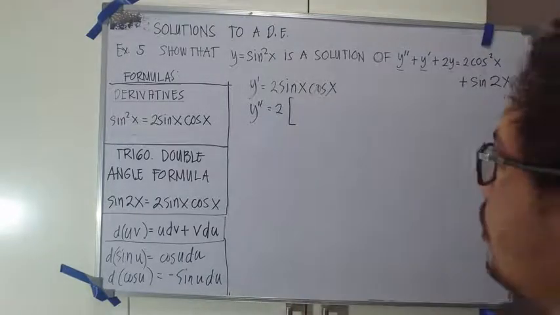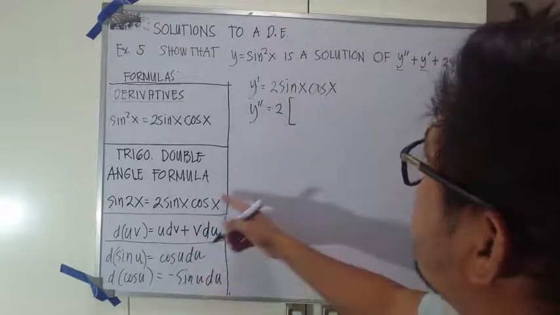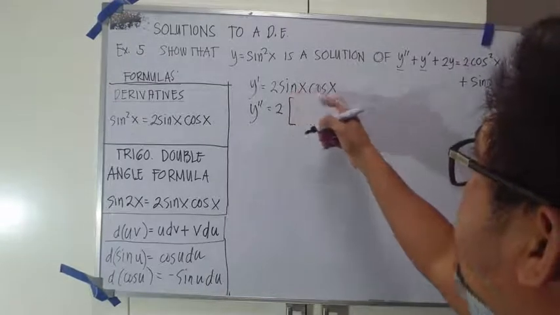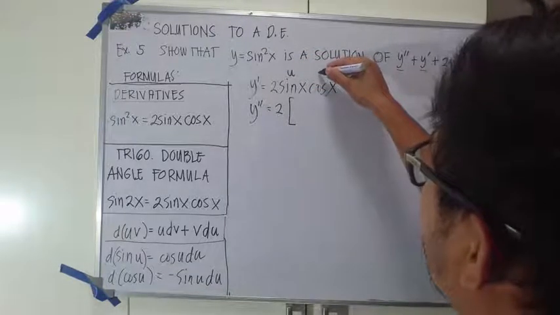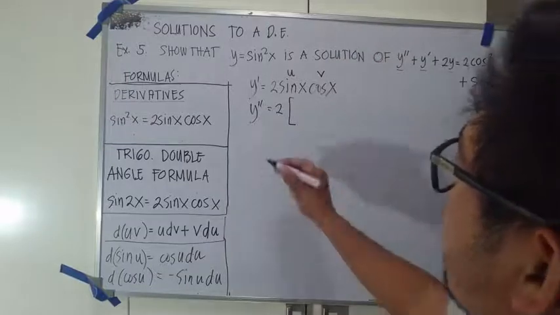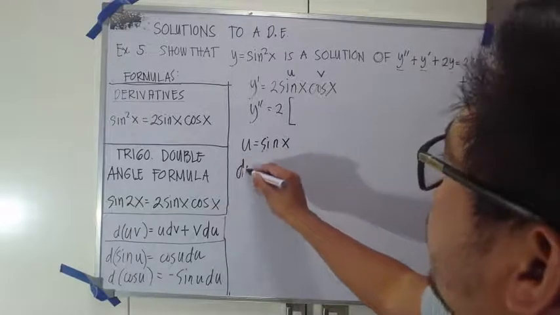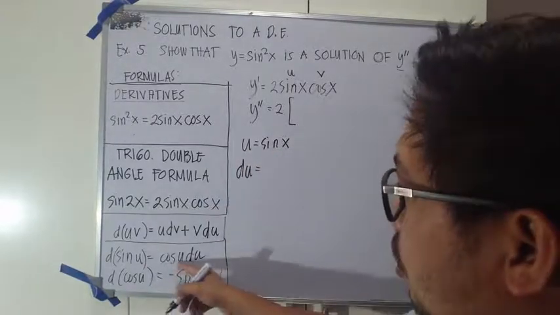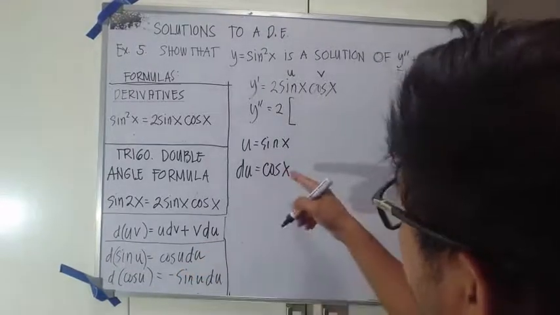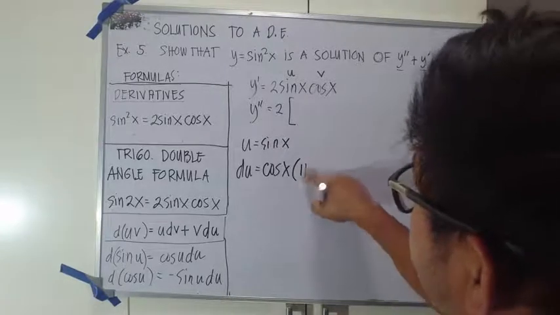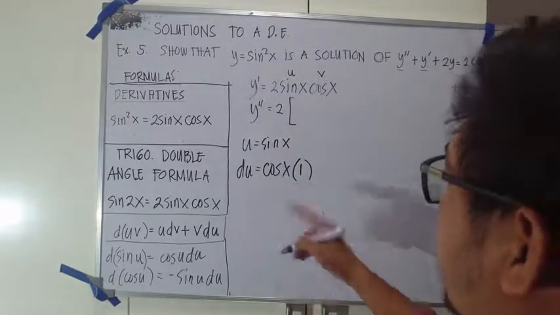So, let us now solve for the value of second derivative. Here, mag-assign na tayo what is your u and what is your v dito sa sine and cosine. Let us assign this sine will be your u and your cosine will be your v. Yan. So, u is equals to sine of x. Therefore, your du, anong derivative ng sine? Cosine of x. Derivative ng x is simply equals to 1. Okay? So, simply this is cosine of x.